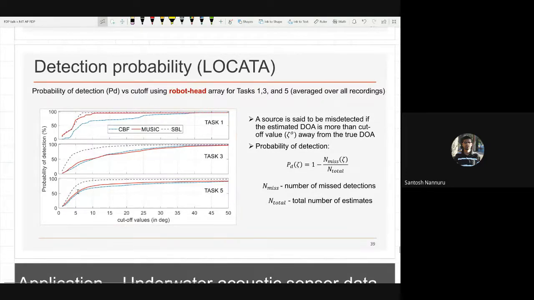So it is more concentrated. Your peaks are better resolved. And this SBL is always higher than the other two, at least for task 3 and 5. Right? So this is another way to say that your peaks are in the correct locations, and you're better able to track and localize your sources. Okay. Any questions at this point?